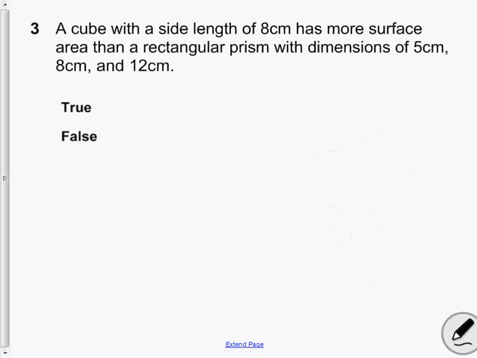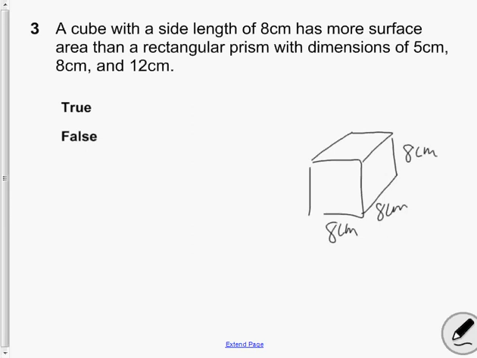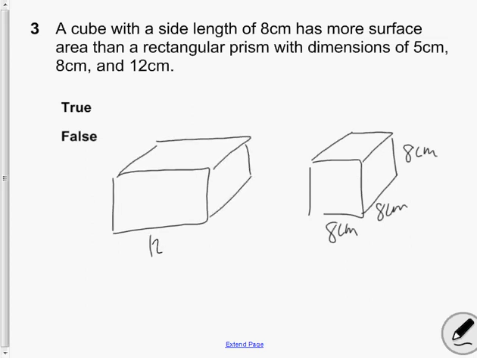Question 3, a cube with a side length of 8 centimeters. So if I draw my cube, whoever's tapping, please stop. A cube with 8 centimeters would be all 8 centimeters. Has more surface area than a rectangular prism, which I'll draw over here, of 5, 8, and 12.